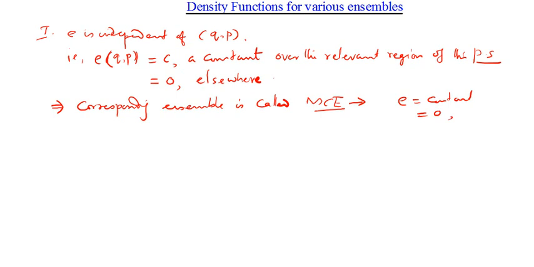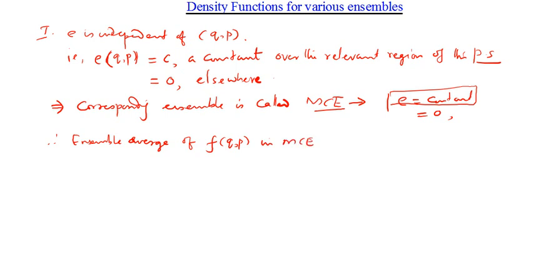So now, having concluded that rho will be equal to a constant for a microcanonical ensemble, let's see what will be the ensemble average of any physical quantity f. We will shortly be calculating the ensemble average of various physical quantities like energy, the heat capacity, maybe the free energies, etc. Let me denote the general physical quantity as f(q,p). So in the microcanonical ensemble, where rho is a constant, what will that be?